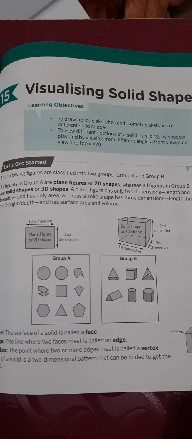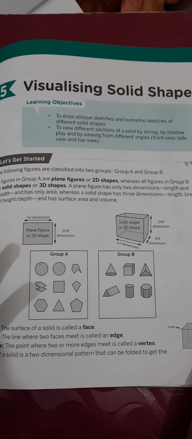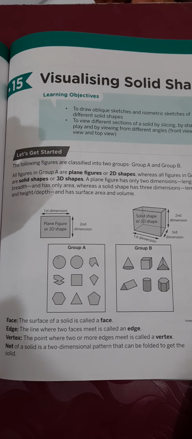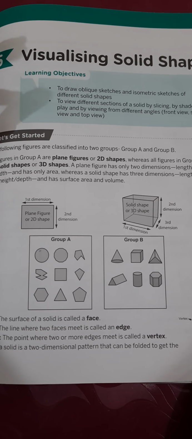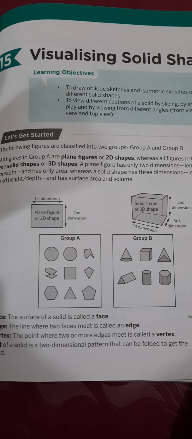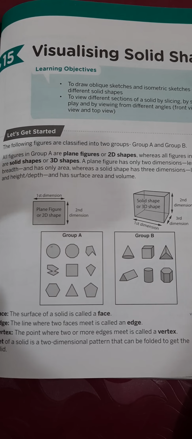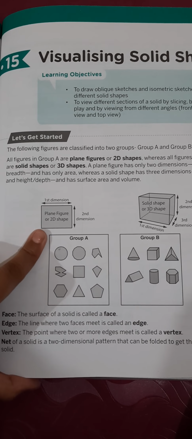Hi everyone. Today we'll be starting with the next chapter, chapter 15, visualizing solid shapes. In these solid shapes we are going to have 3D shapes like a sphere. A sphere has a volume and is the 3D shape of a circle. A square has a 3D shape of a cube, like this. For example, you can see like this.